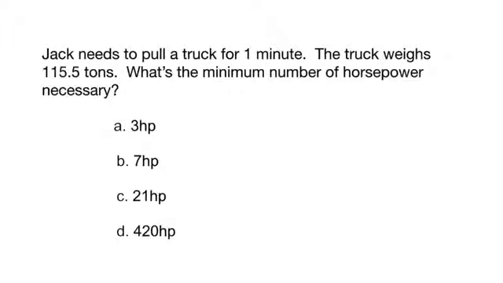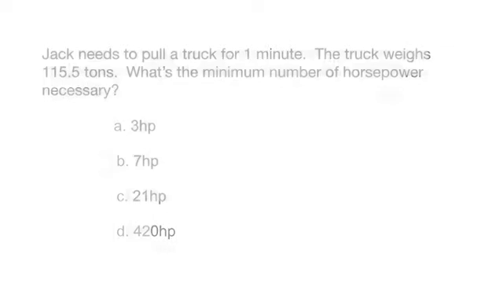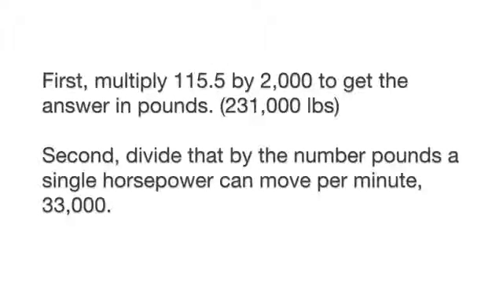Jack needs to pull a truck for 1 minute. The truck weighs 115.5 tons. What's the minimum number of horsepower necessary to accomplish this? A, 3 horsepower, B, 7 horsepower, C, 21 horsepower, or D, 420 horsepower? The answer is B, 7. Here's how we got the answer.